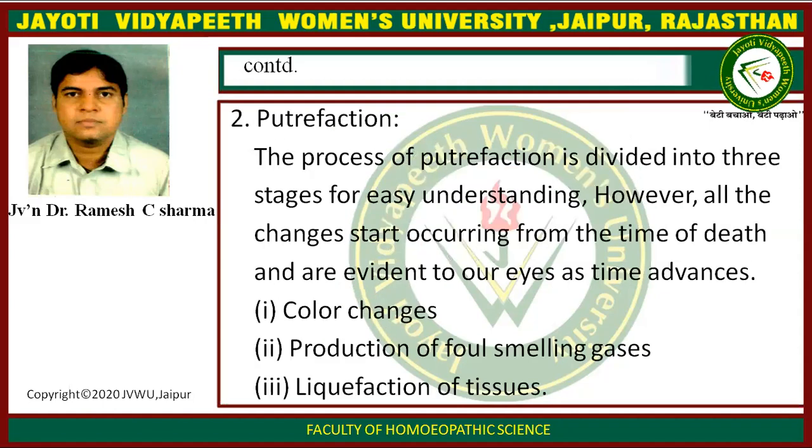Putrefaction. The process of putrefaction is divided into three stages for easy understanding. However, all the changes start occurring from the time of death and are evident to our eyes as time advances. First is color changes, second is production of foul-smelling gases, and third is liquefaction of tissues.